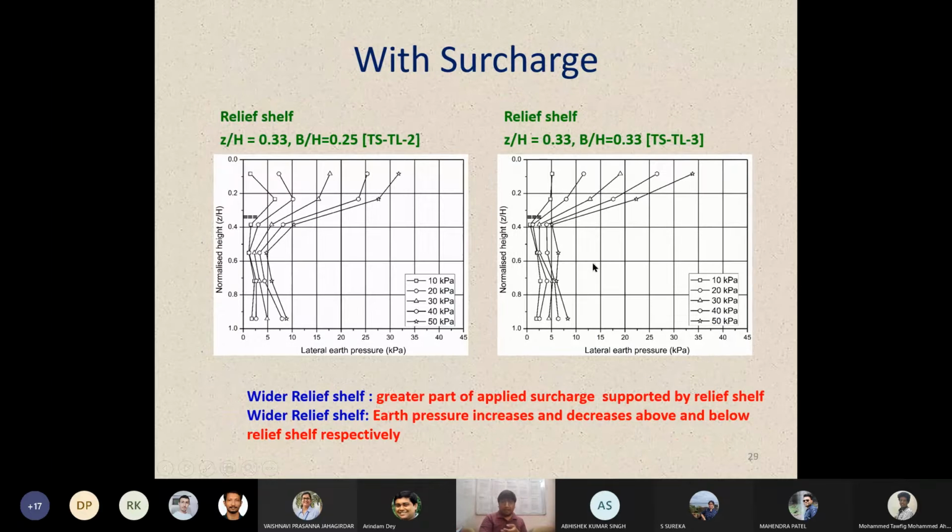And we have noted a similar observation: once we keep on increasing the width of the relief shelf, the lateral earth pressure increases drastically.